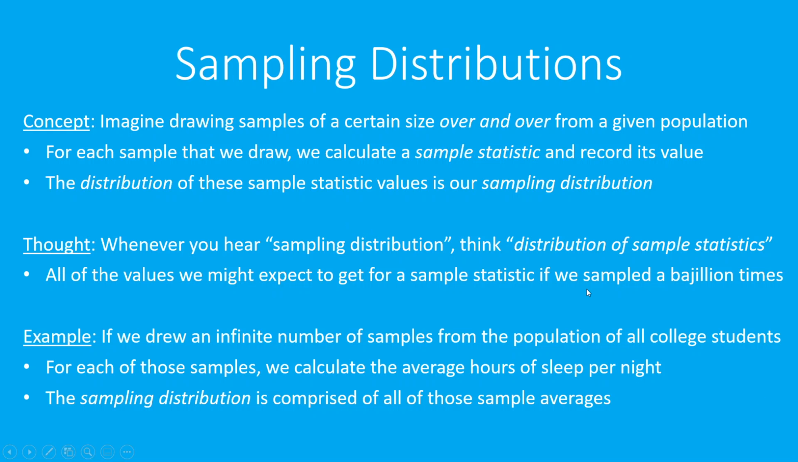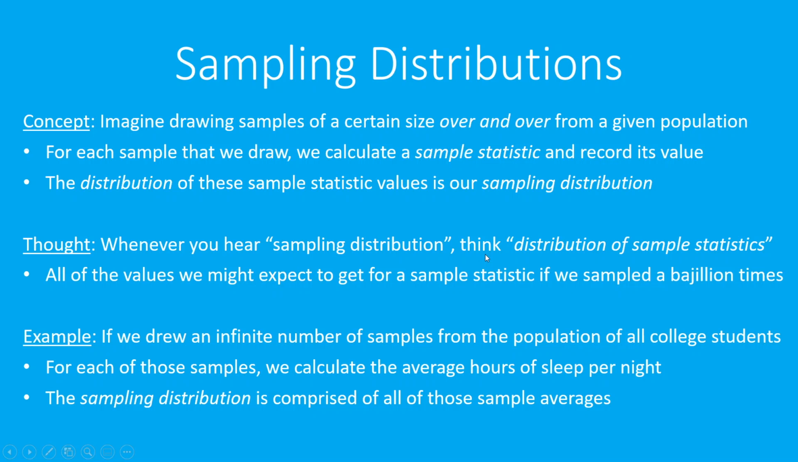And so at a conceptual level, when we talk about sampling distributions, imagine drawing samples of a certain size over and over from a given population. And for each sample that we draw, we calculate a sample statistic and we record its value. And that's just what we saw in that previous visual, right? We are drawing samples from the same population, right?